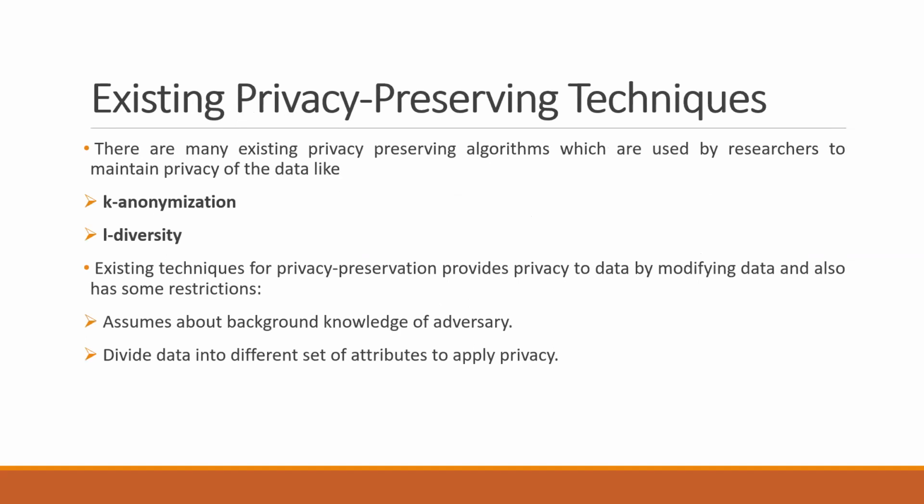So we have some existing privacy preserving algorithms like k-anonymization and l-diversity. These algorithms are very popular for privacy preserving techniques, but they assume that the adversary has some background knowledge about the data, and they divide the data into sets of attributes like the quasi-identifier and the sensitive attribute, and after that these algorithms apply the privacy preserving technique.